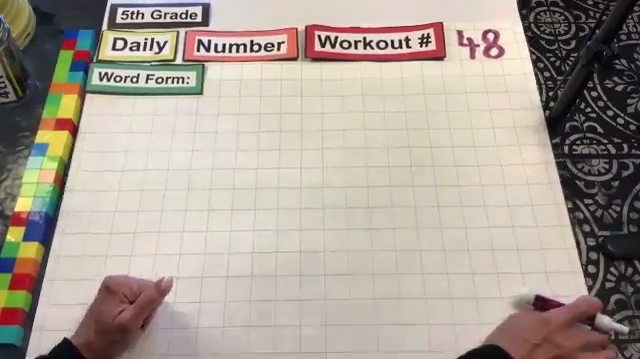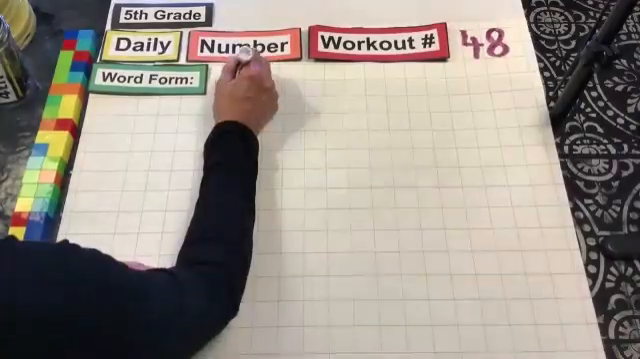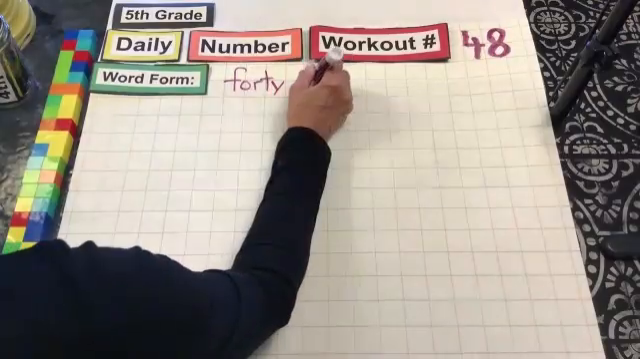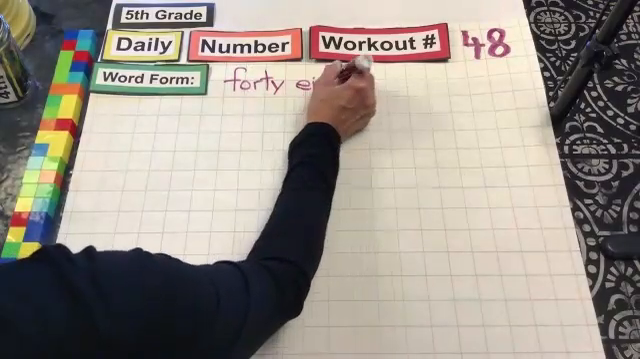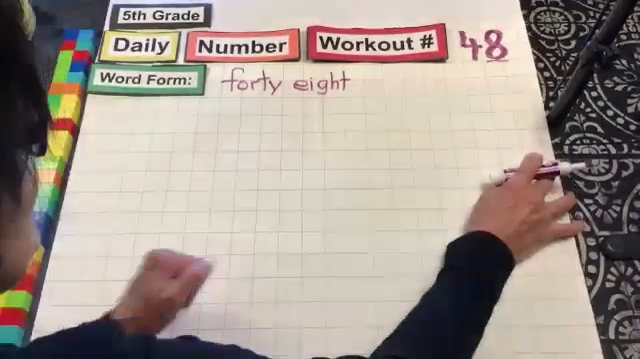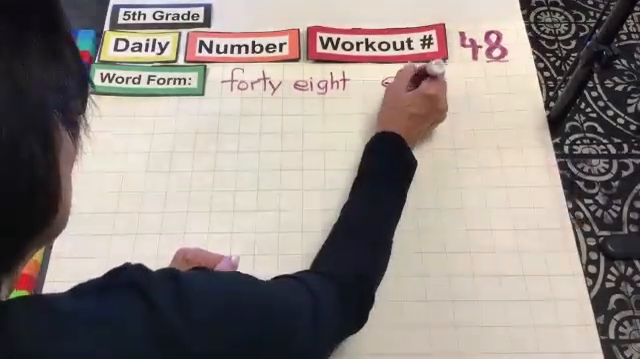Writing 48. This would be F-O-R-T-Y, 40, E-I-G-H-T. And because the one place value is an 8, it is an even number.